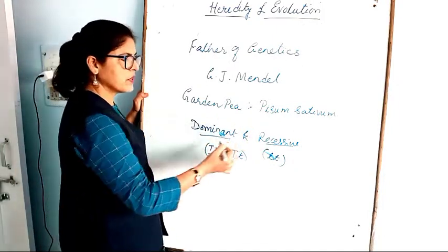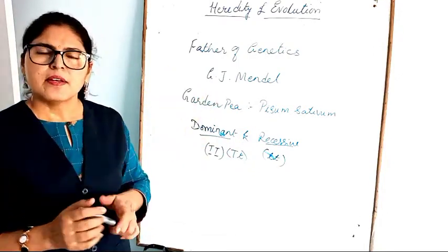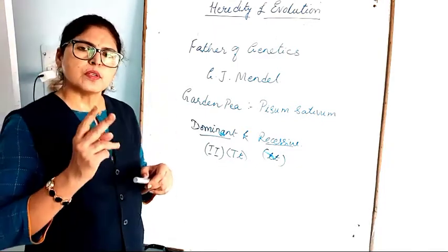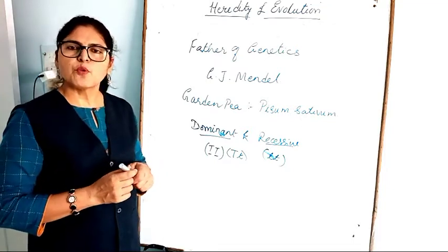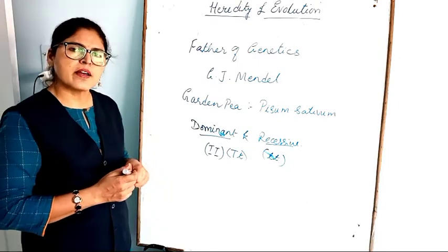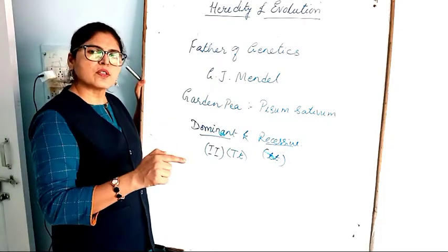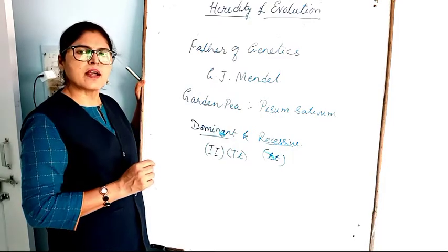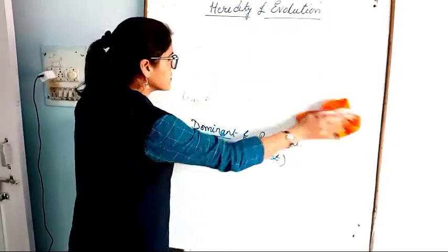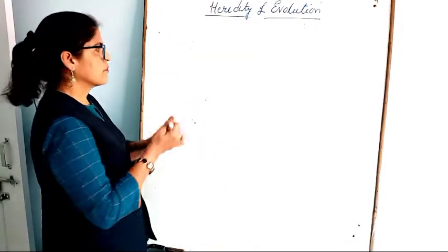So on the basis of dominant and recessive, what other work did Mendel give? On the basis of various characters, Mendel gave 2 crosses. One is called the monohybrid cross, in which Mendel took one contrasting trait, and the other is called the dihybrid cross. These crosses prove 3 laws of Mendel. Mendel gave 3 laws on the basis of these crosses.